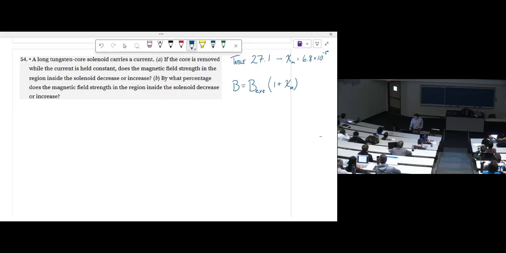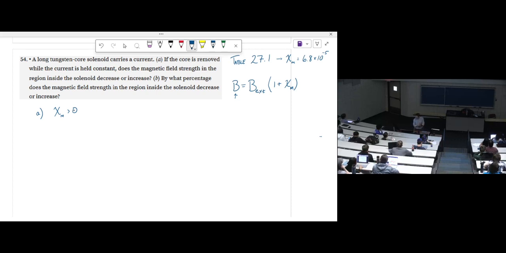And so, in part A, it has the tungsten core in there, in which case you're going to have this magnetic field strength, and chi sub M is, in this case, greater than 0. There are some materials where chi sub M is less than 0, meaning that chi sub M for tungsten is positive.